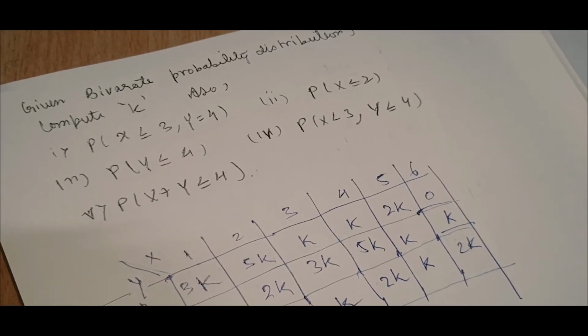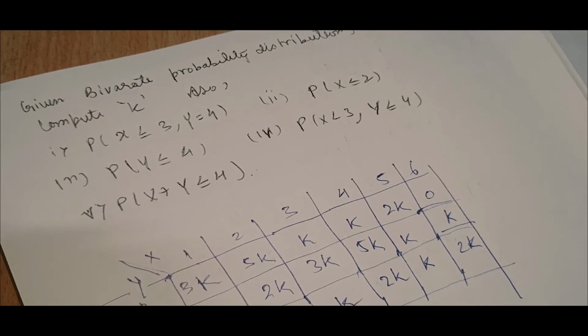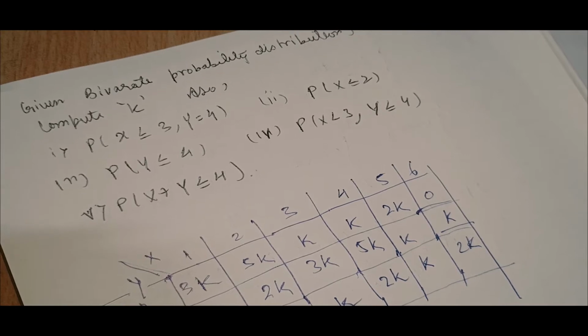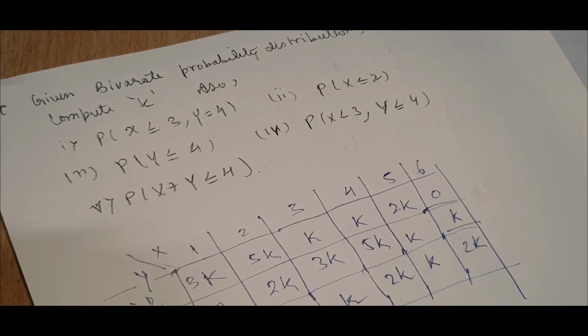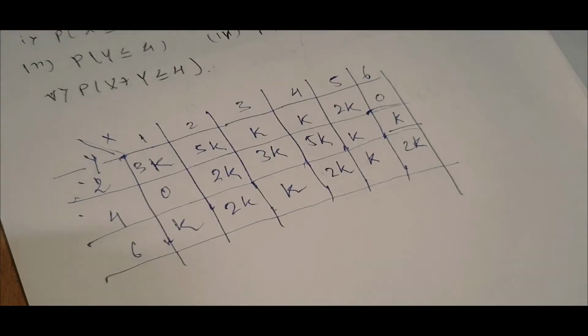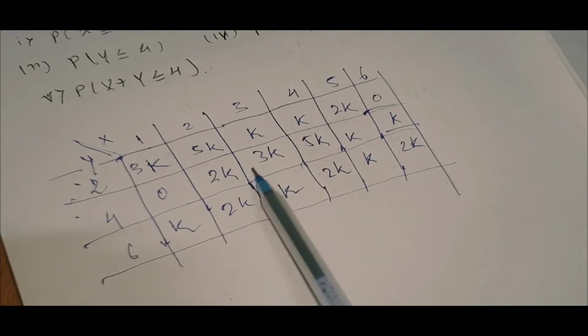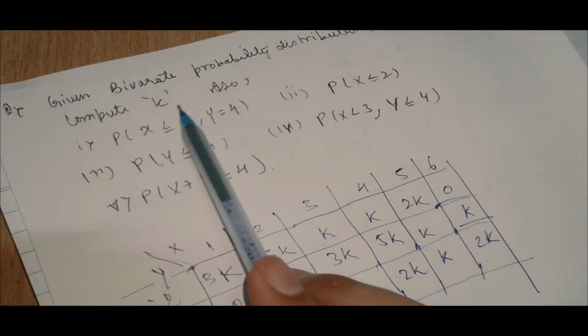So today we will be discussing the question related to the concepts which we learned in the last class: joint probability distribution for bivariate, marginal distribution for x and y, conditional distribution, and all those concepts we will be dealing with in today's class. So we have been given a bivariate probability distribution. This is the probability distribution given to you, and we need to compute k and then all these values.